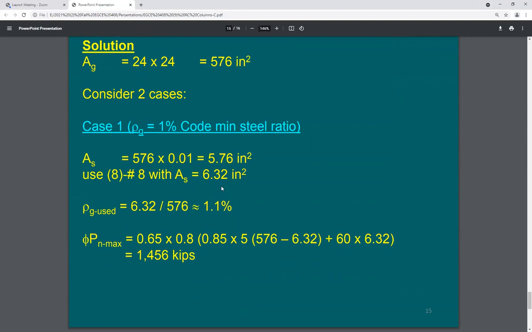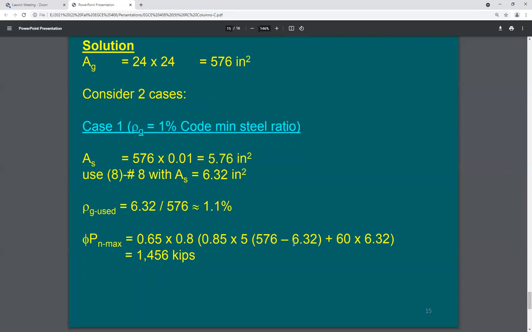How do I do that? I take the 6.32 divided by the cross-section area of the column. It's good. All right. How about the strength? The strength is going to be equal to 0.65. What is the 0.65 again? Is it the constant or a phi-factor? Phi-factor. This gives you your constant 0.8. This is the concrete strength, 0.85 times 5 ksi, from the cross-section area, subtracting Ast, the 6.32. When I subtract here, I don't subtract 5.76, the 1%. I subtract the actual reinforcement bars that I have selected.